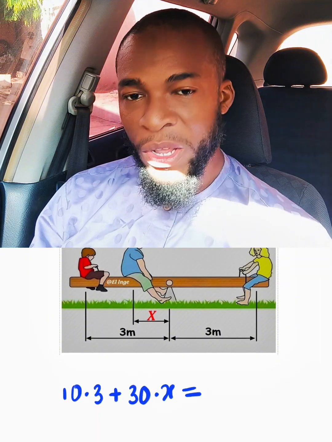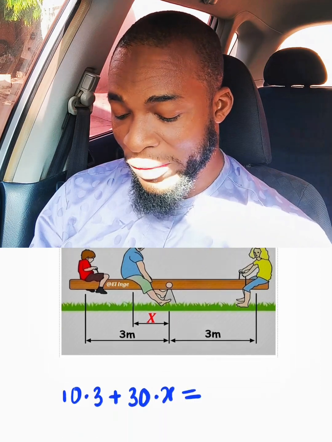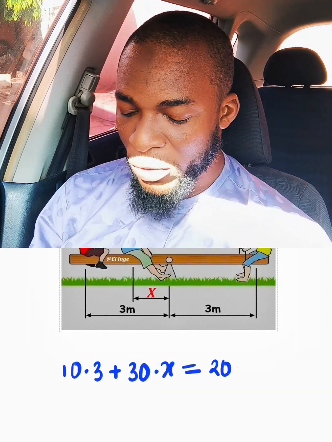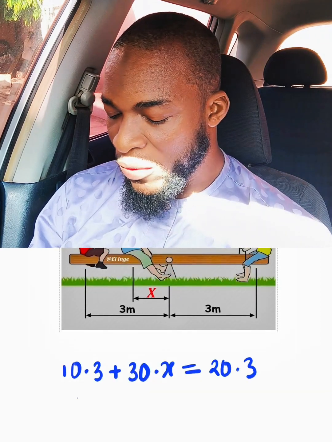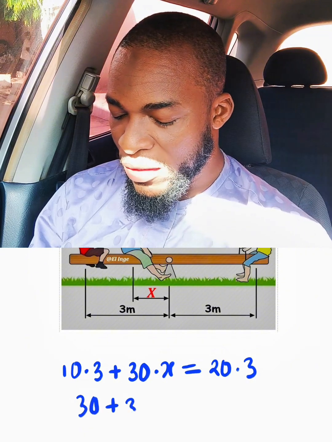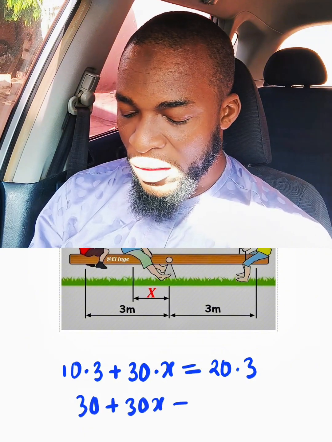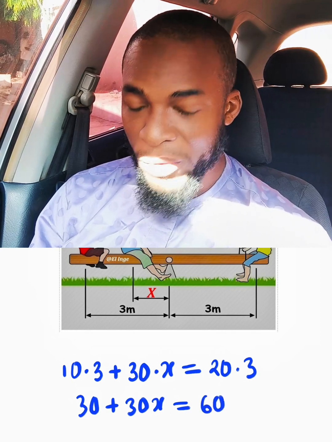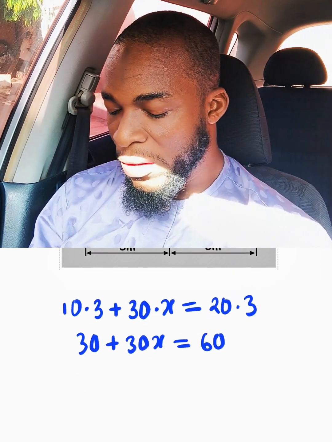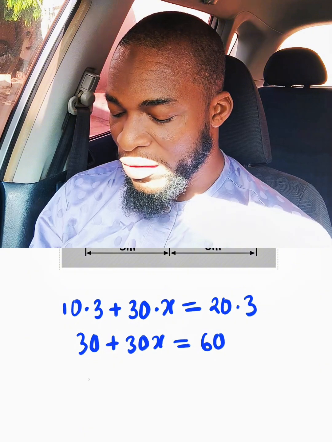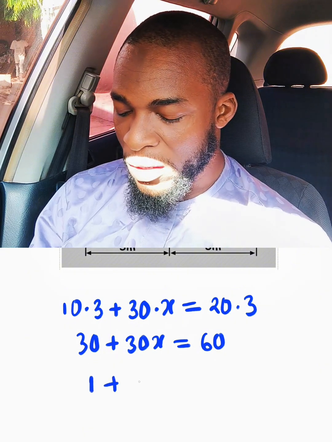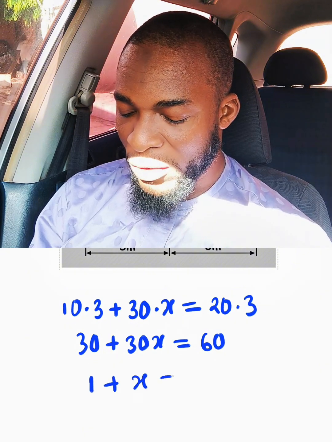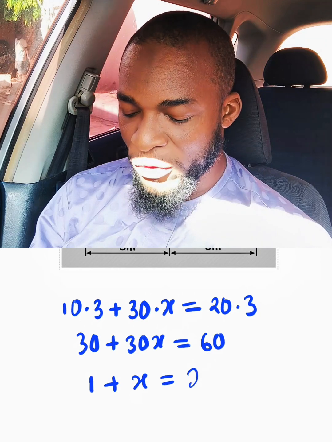This is equal to the right hand side. We have 20 times 3, 20 multiplied by 3. This is going to be 30 plus 30x is equal to 60, right? This is 60. Remember, we are looking for the value of x. Let's divide both sides by 30. 30 divided by 30 is 1 plus 1x, which is simply x, equal to 60 divided by 30 is 2.